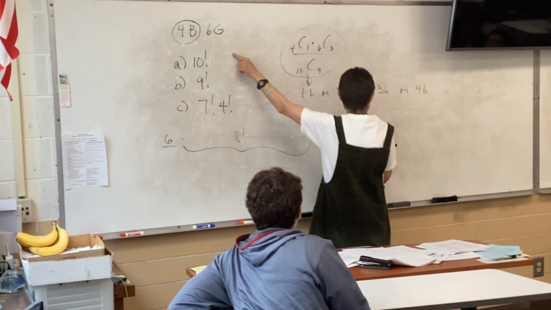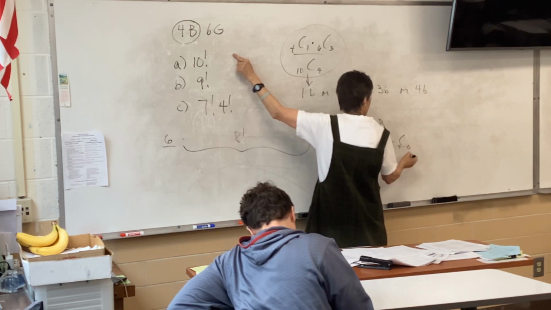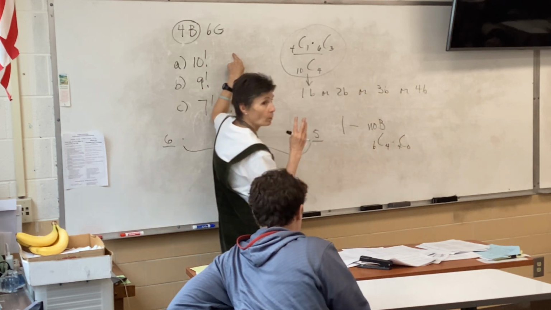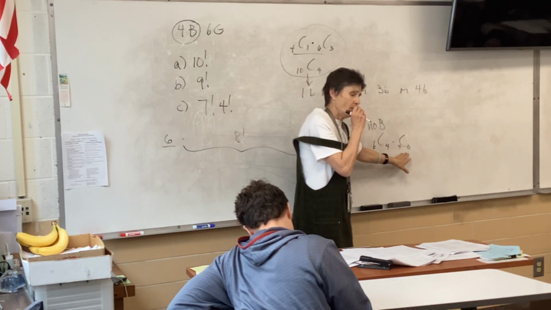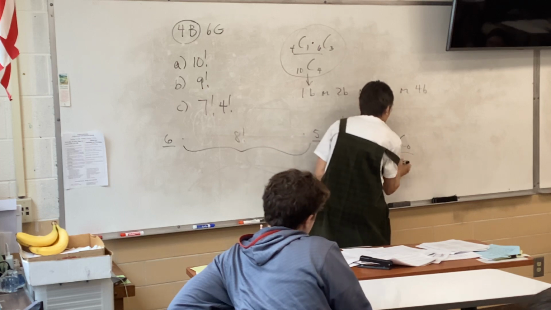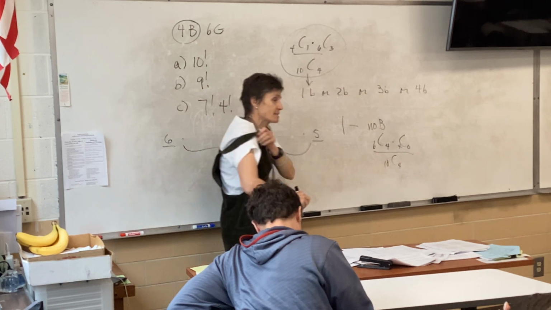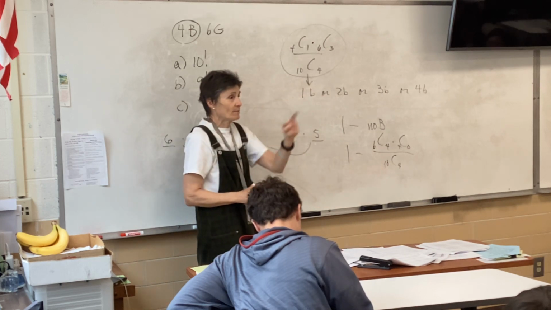So 6C4, and then if you wanted to say 4C0, you can. 4 boys, pick 0. That's just 1, that number is 1. You don't have to include it. And of course, divided by 10C4 because that's the total. And then we're going to take 1 minus that, and that will give us our answer.